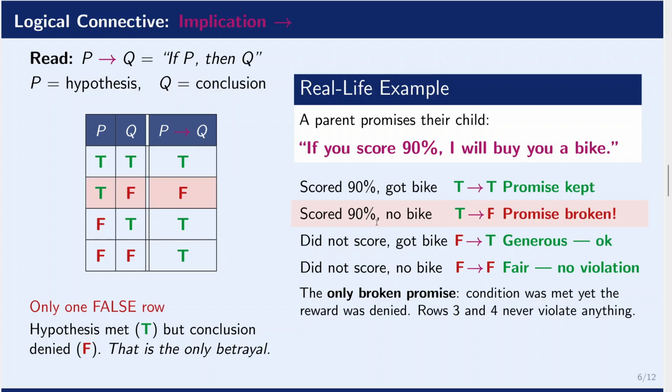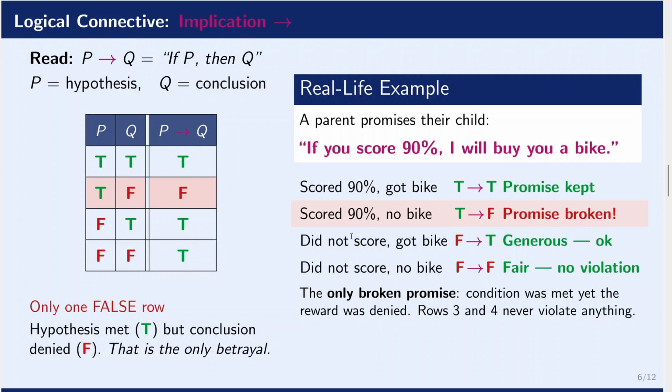In the second scenario, the child scored 90%, but they got no bike. This is true implies false. The condition was met, but the reward was denied. The promise is broken. This is the only time the statement is false.